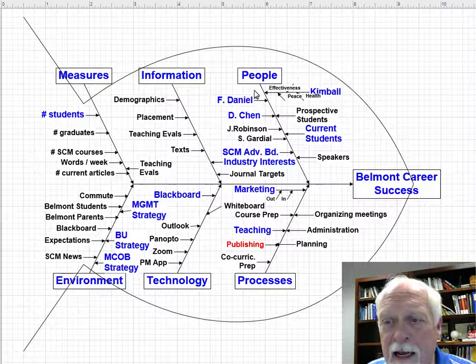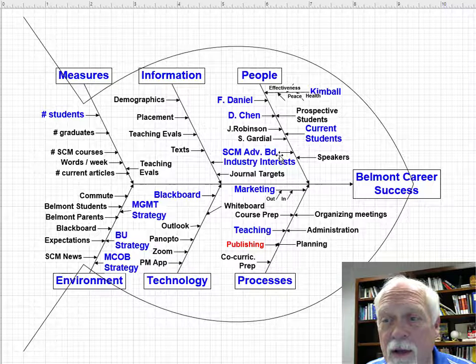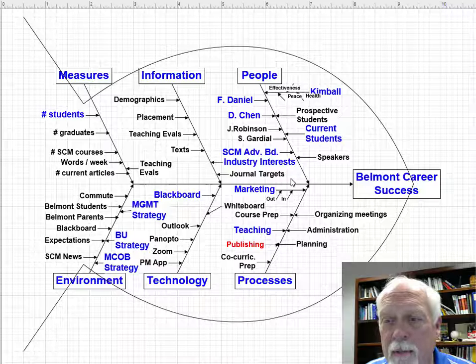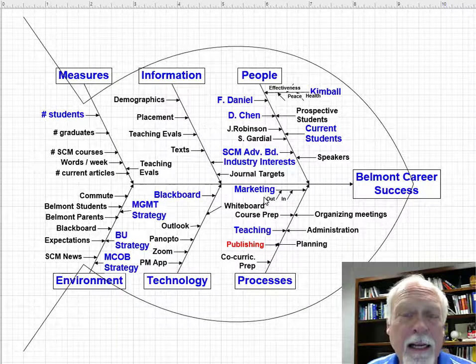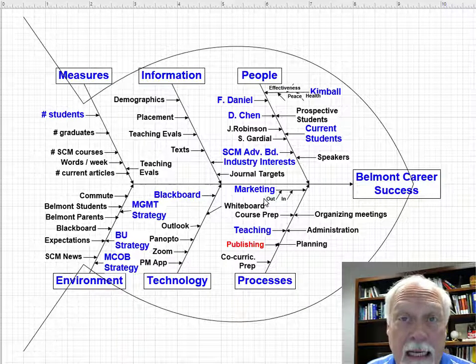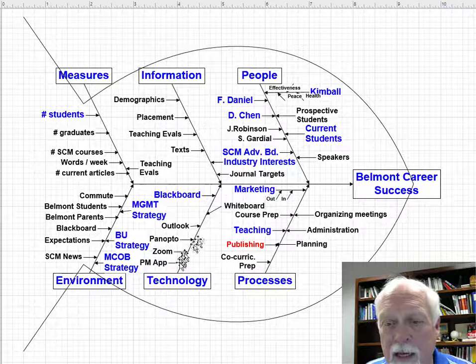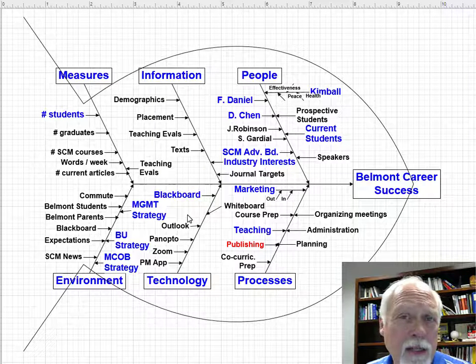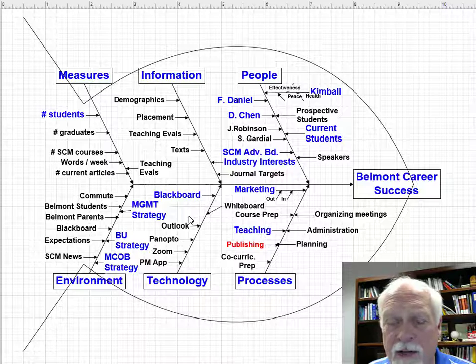Instead of admin, I'm looking here at people, and I got really specific on key people involved that I need to pay attention to and consider as I'm going through the process. I've got several processes here. The one that I've highlighted under processes is marketing, which if we're going to get more students, somehow or another we're going to have to market. And under technology, I'd highlighted Blackboard. That's their course management system, and it's one I haven't used before.